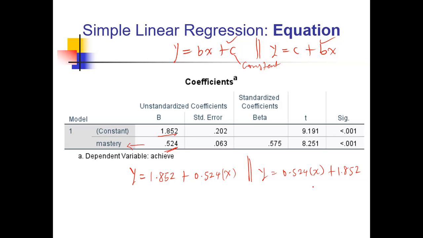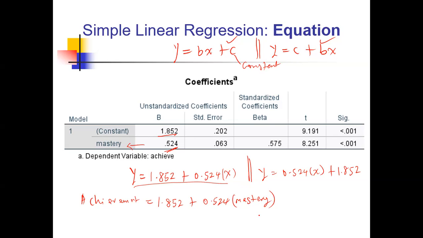But when you're doing this, you also want to place it in context, because this is the general format. In context, we know that our y is the dependent variable. So I could say achievement. I'm not sure the spelling is correct, but you're here with me, so you know what we're doing. So we know achievement is equal to, let me use this version, achievement is equal to 1.852 plus 0.524 times mastery.